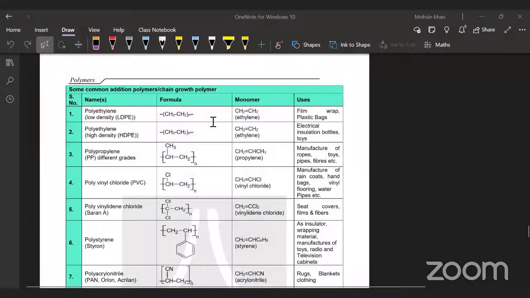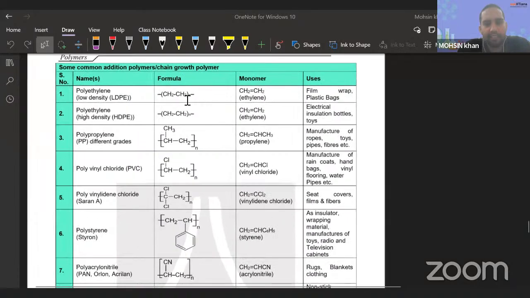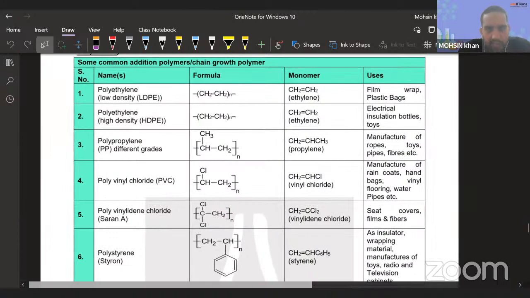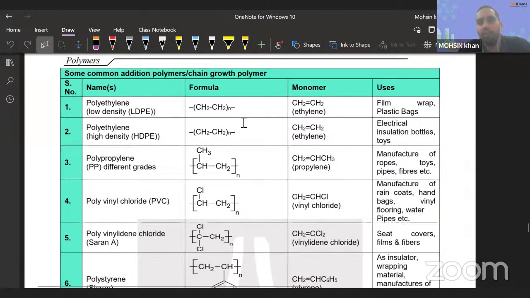Okay, so here we have some important types of polymers, with their uses. Basically the question will be asked from this table only. You will be asked what the monomeric unit is and what the uses of that particular polymer are. So we can discuss from here. Some common addition polymers and chain growth polymers. Here we have condensation as well as addition polymers both. I will let you know the mode of preparation as well.